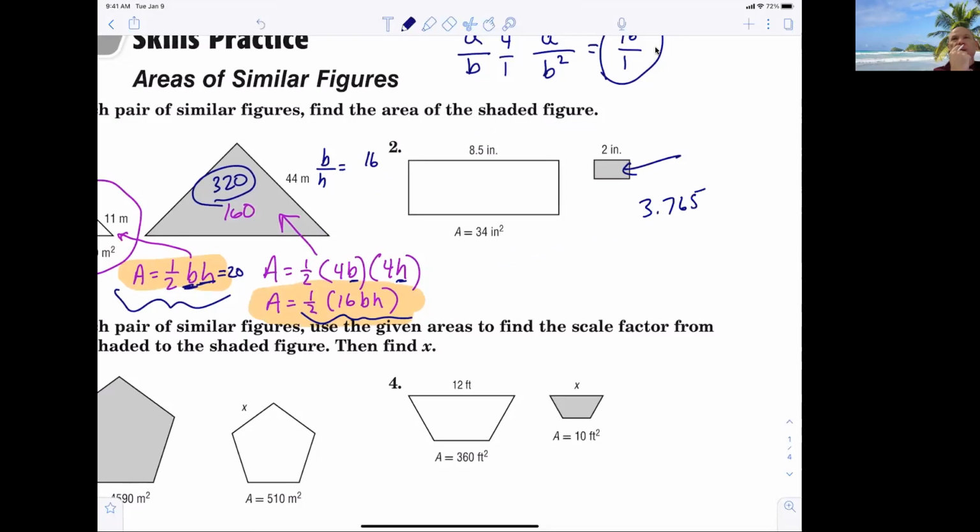3.765, somebody said. I have no idea if that's correct. Somebody else, tell me. Come on, get your handy dandy calculator out. Let's get to work. Tell me. What is it? Somebody said 8.